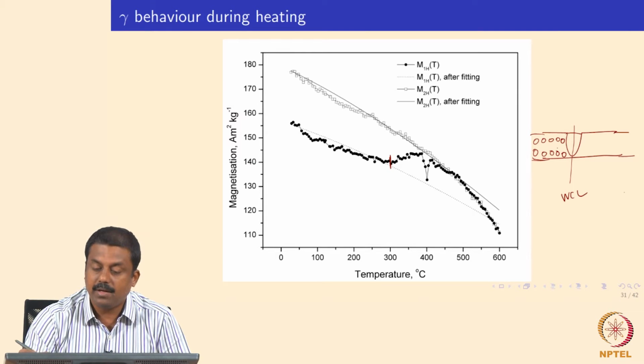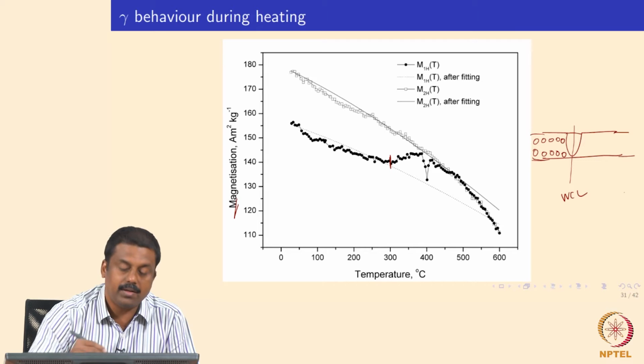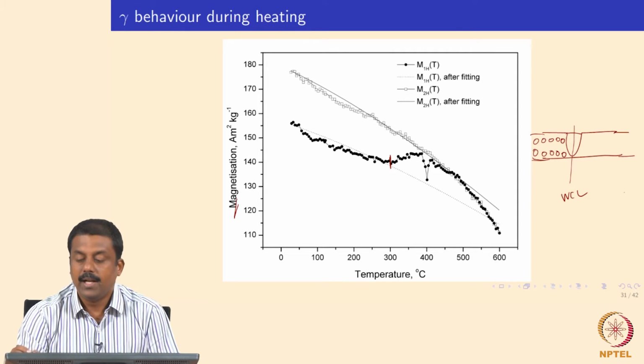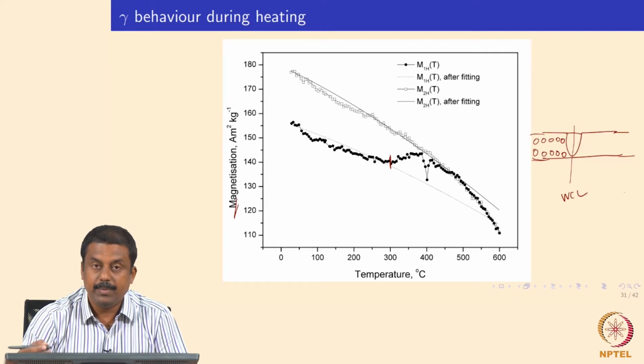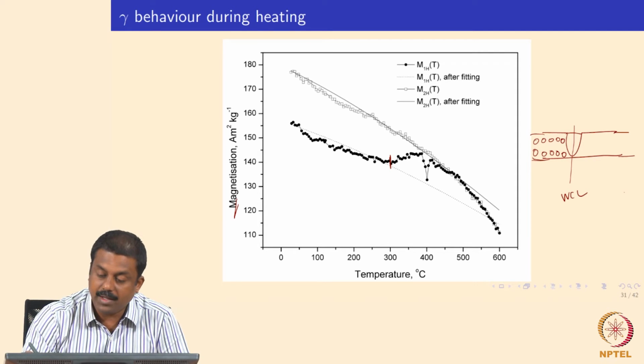The disadvantage of the magnetic saturation method is that when you are measuring the retained austenite fraction, you need a significant volume of the sample in order to get reasonable magnetization measurements. It is a bulk measurement. What do you mean by bulk measurement? You are measuring throughout the thickness of the sample.